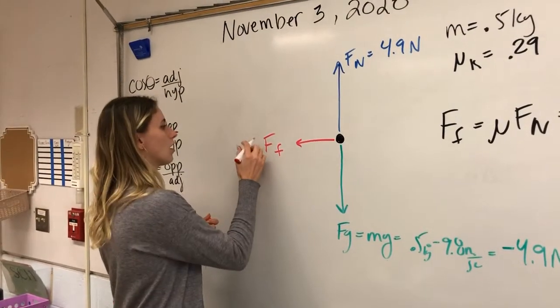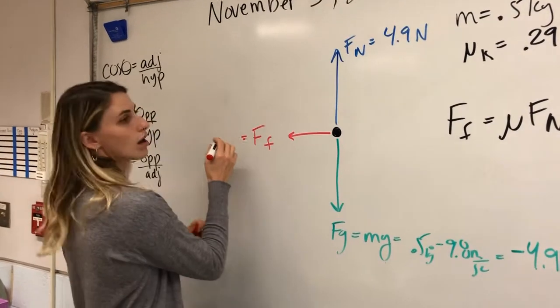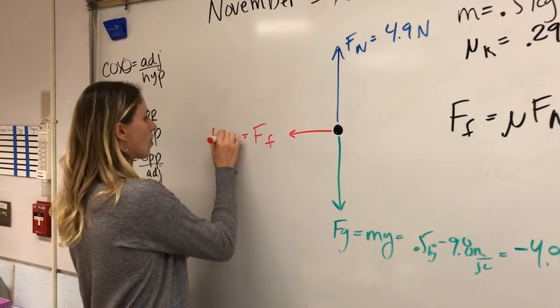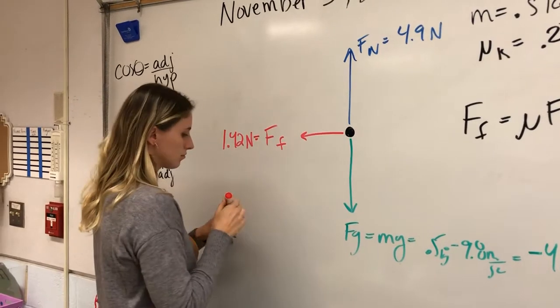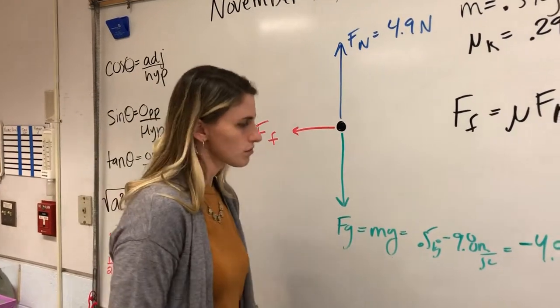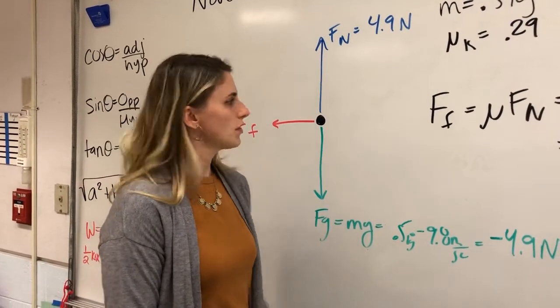Now, if it's sliding across a table, you've tossed it across a table, it's sliding to a stop, is there any force in the other direction, boys and girls? Nothing's pulling it.